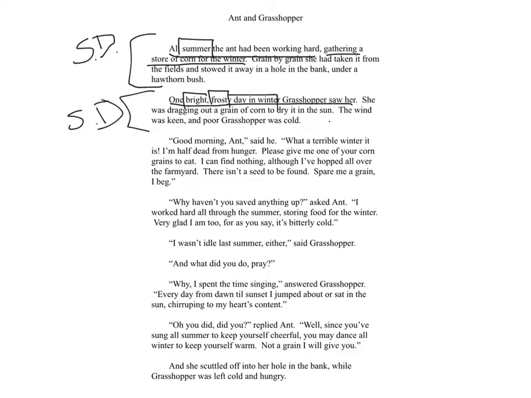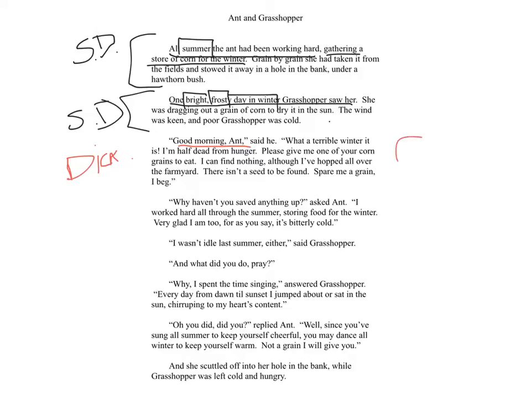Okay, I'm going to choose a different color here. We have some dialogue coming in. So she was dragging out a grain of corn to dry it in the sun. The wind was keen and poor Grasshopper was cold. Good morning, Ant, said he. So, of course, I do have dialogue here. I'm just going to put dia. And good morning, Ant, said he. We know the grasshopper is talking here.